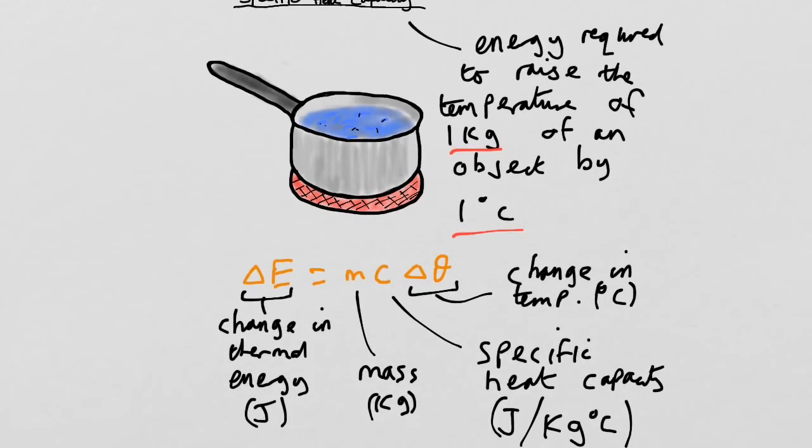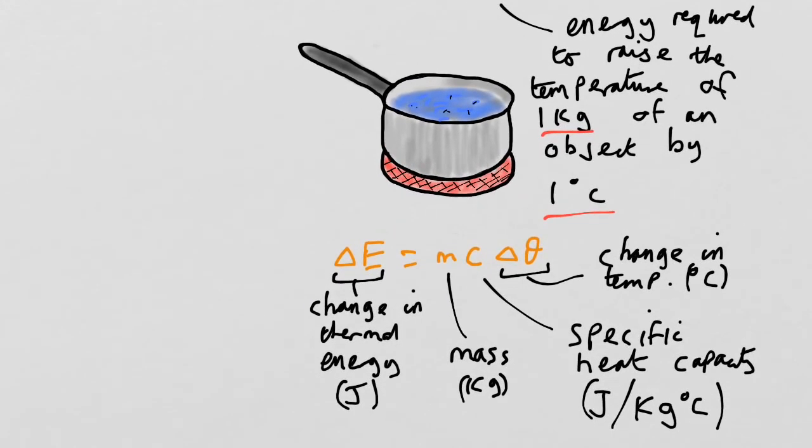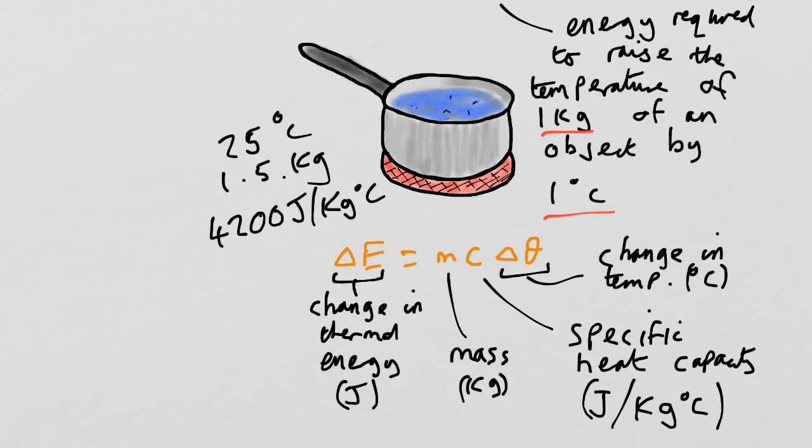So let's use this pan of water as an example. Now let's say we wanted to bring this pan of water to the boil. Maybe the initial temperature is 25 degrees C. Let's say there's 1.5 kilograms of water in the pan, and we want to bring it to the boil. Firstly you need to know the specific heat capacity of water. This is something that you will likely be given if you're not asked to work it out. The specific heat capacity of water is 4,200 joules per kilogram per degree C.